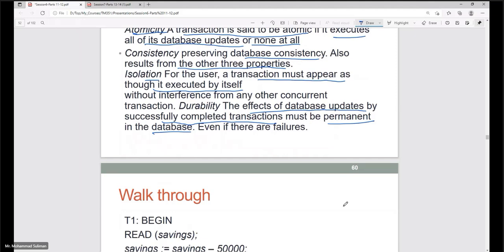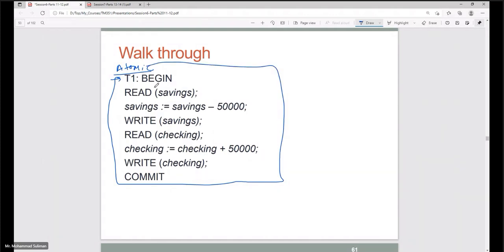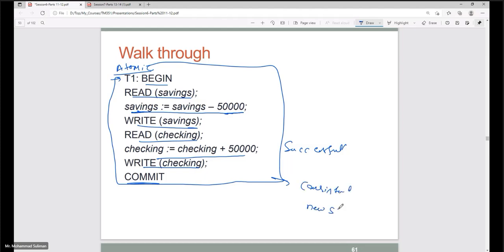We'll do a walkthrough here. Every transaction starts with a begin. It is only one transaction here, so every transaction is considered atomic, one piece of work, completed as one piece of work. So begin, read saving, deduct 50,000 from the saving, write the saving, then read checking, add 50,000 to the checking, and write checking, commit. This is a successful transaction, and this will put the database in a consistent new state. And it is atomic.